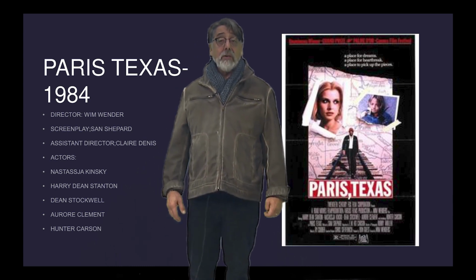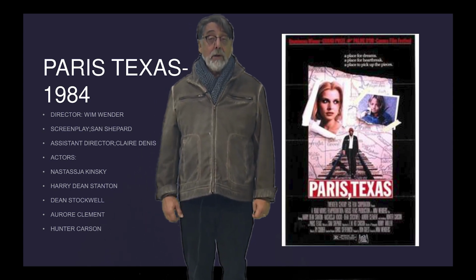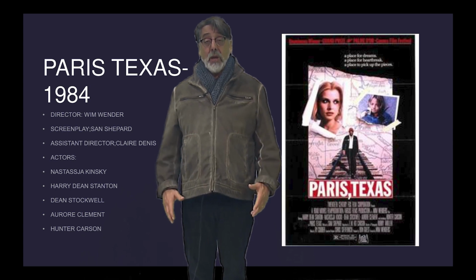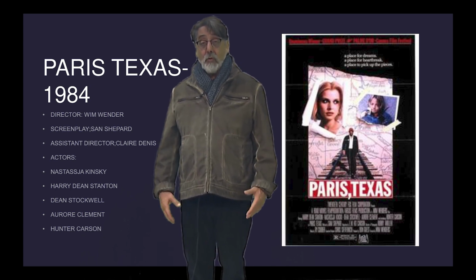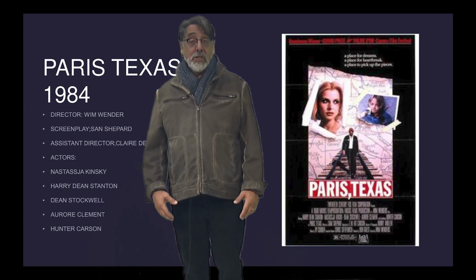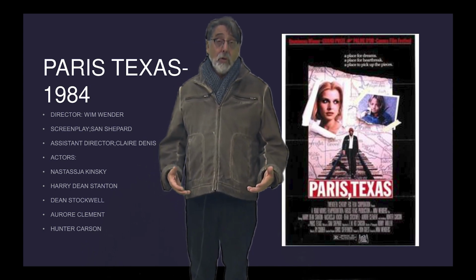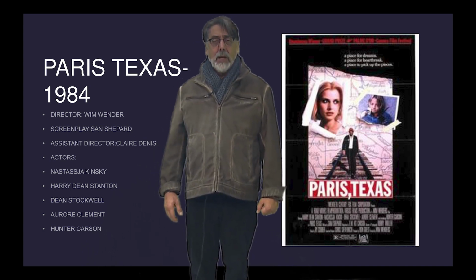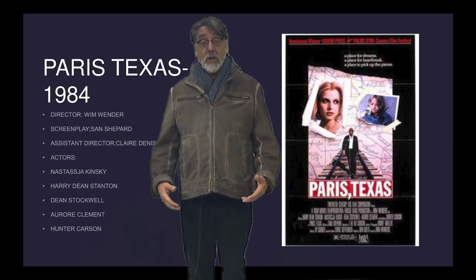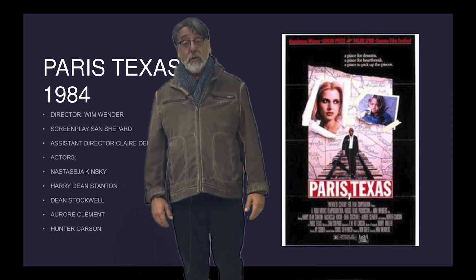The assistant director was another very great French director, Claire Denis, who will become one of the main French directors of the next few years. Among the actors, the most important one is Nastassja Kinski, who is actually the daughter of Klaus Kinski, who plays in Aguirre. Nastassja Kinski is also a very important actress of the time, and she has a very essential role. Harry Dean Stanton, too, Dean Stockwell, Aurore Clément, who is another very important French actor, and the introduction of Hunter Carson.